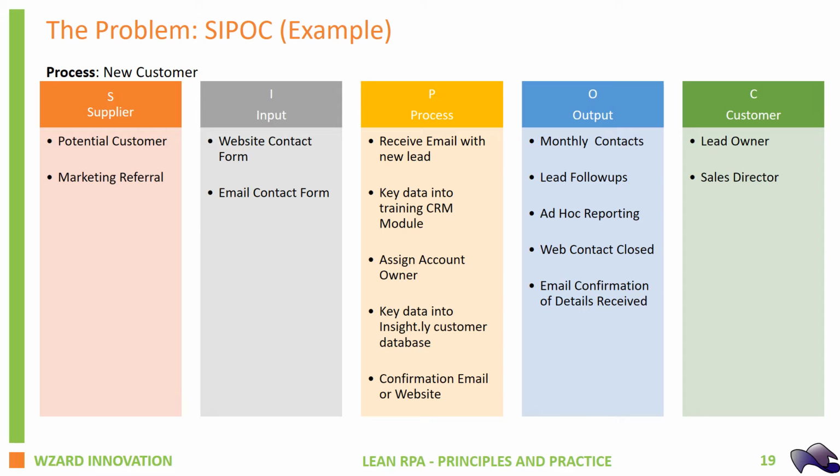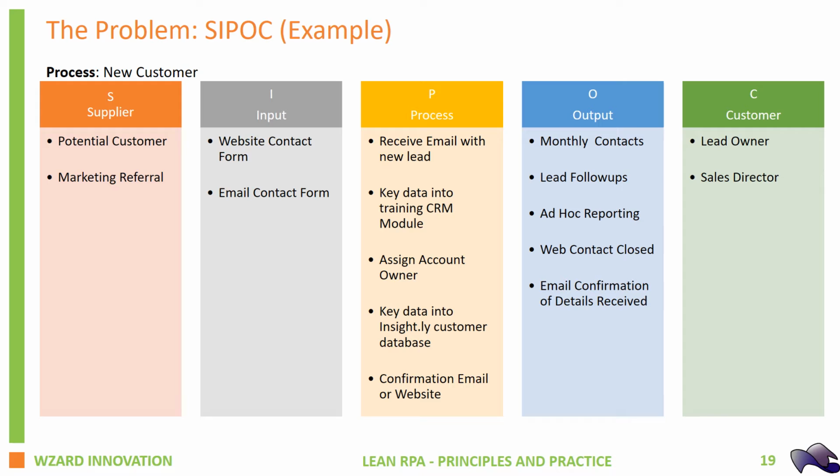An account is assigned an owner, and then the same data is keyed into our customer relationship manager Insightly database, which is a browser-based application. And a confirmation email is then returned. This is a typical process that you often see with information being duplicated across multiple applications and multiple inputs and outputs, which really are just manually pressing buttons to pump data out to users or reports.